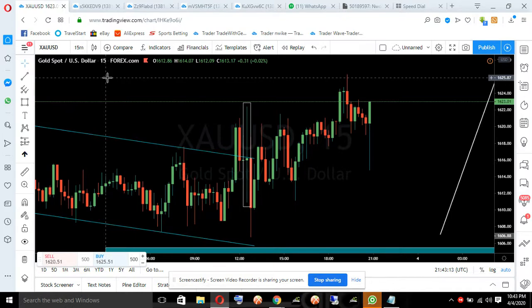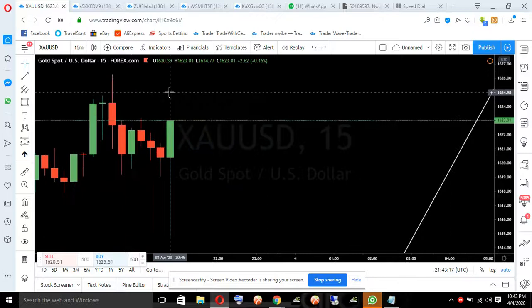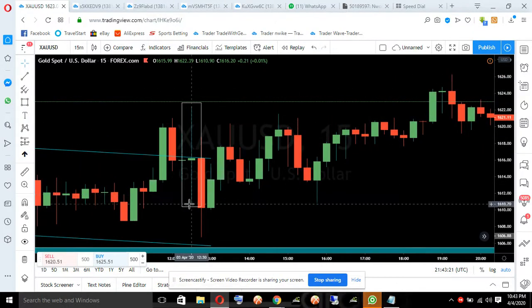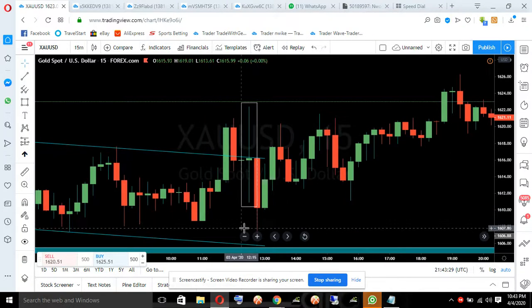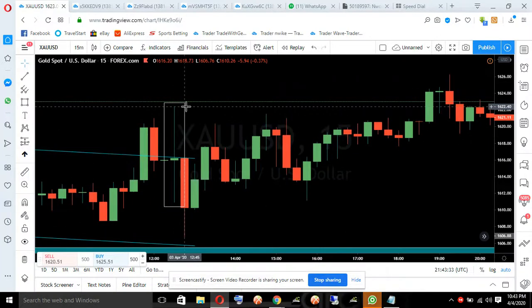Just like NFP, the numbers were weak. So even before the news, I already had a buy trade. I was already buying. I had the buy around 1610. The signal I gave you was 1611. When it fell down to 1604, I had another buy.